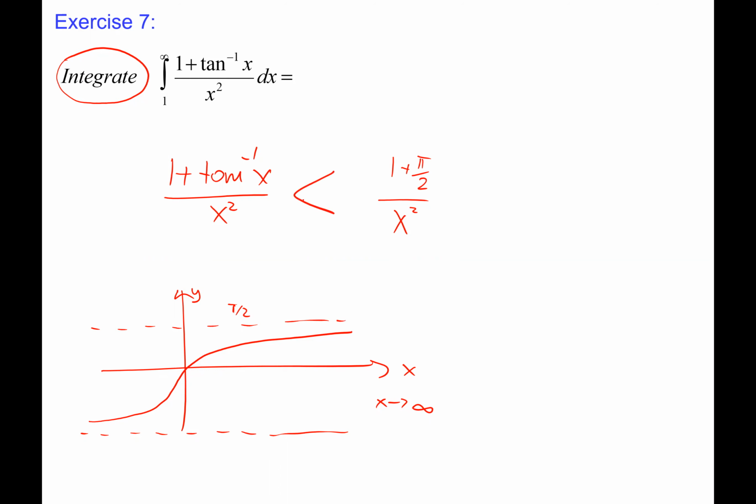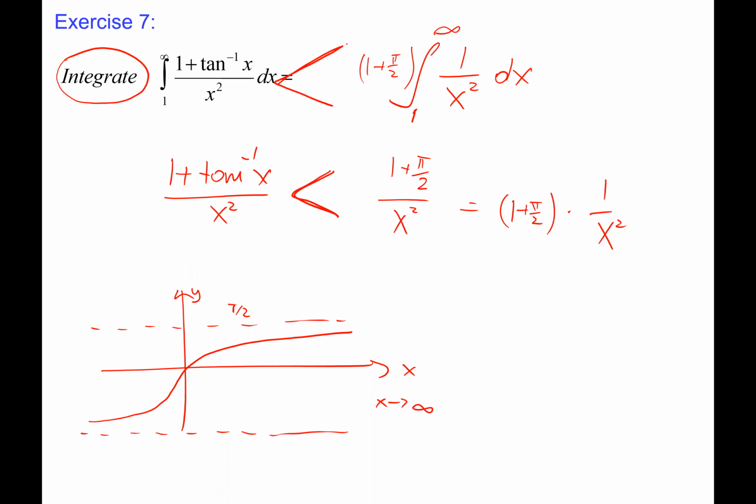It's always less than pi over 2. And this one, I can just say it's a constant, and I can put it outside. That means I have my comparison with the integral of 1 over x squared from 1 to infinity, but with this extra constant multiple. And we can see that the function on the left-hand side is always less than the function on the right-hand side.